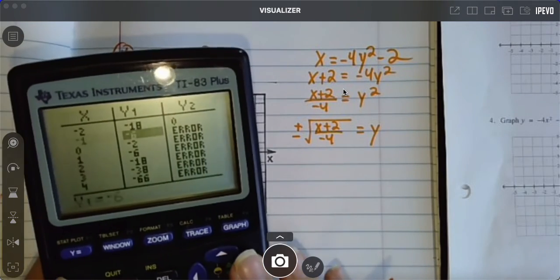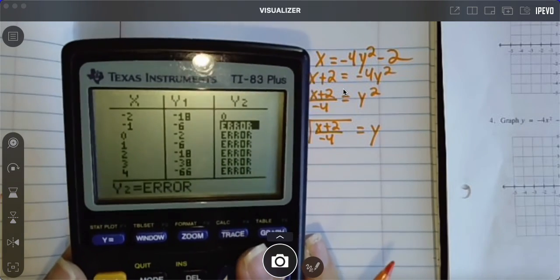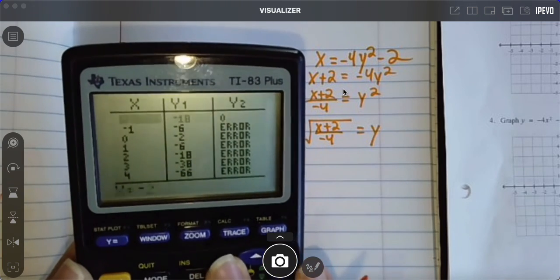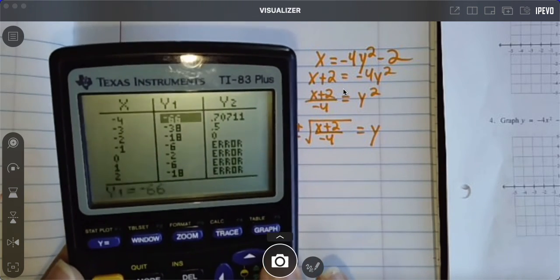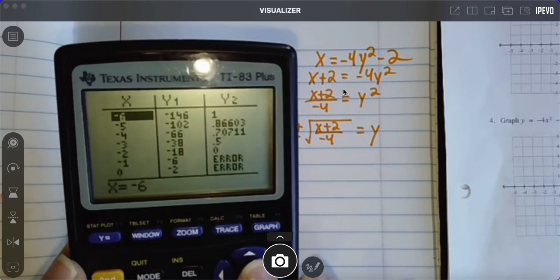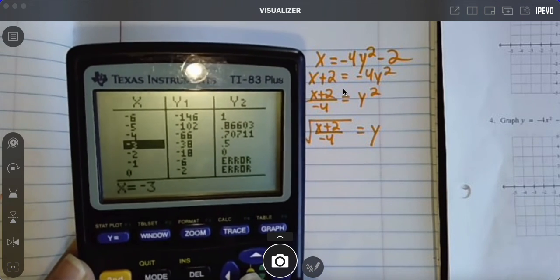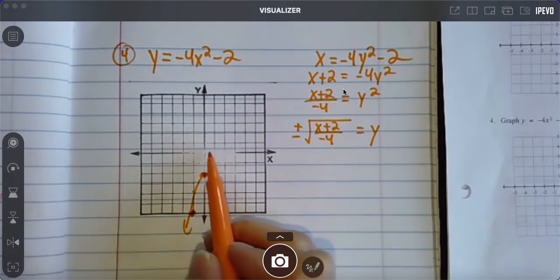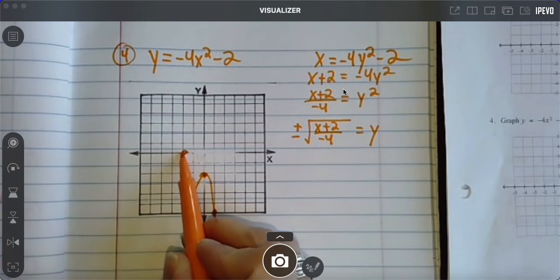Now, I need to go over here to y2. The errors, that's not working, so I need to scroll up. Okay, it took me 5 minutes to figure that out. There we go. I don't want those decimals. So look, I'm looking at negative 2 and 0. So left 2, and I stay there.